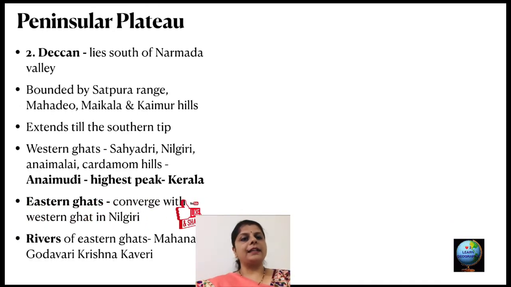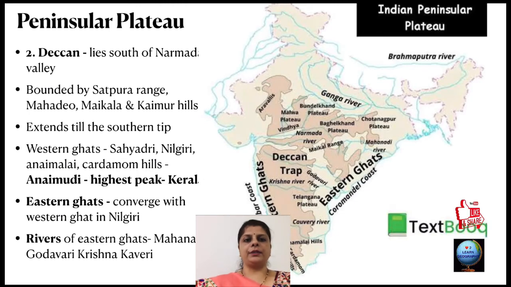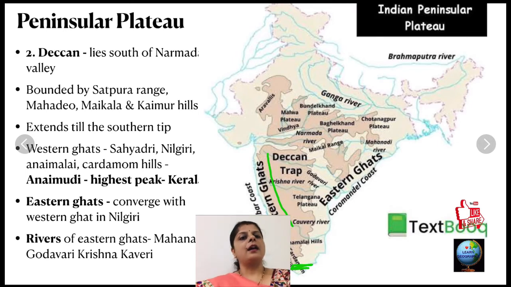Deccan Plateau. It lies south of the Narmada Valley and it is bounded by the Satpura Range, Mahadev Hills, Maikala Hills and Kaimur Hills. It extends till the southern tip of our country. Western Ghats. The Western Ghats include Sahyadri, Nilgiri, Annamalai, Cardamom Hills. Anaimudi is the highest peak located here in Kerala.